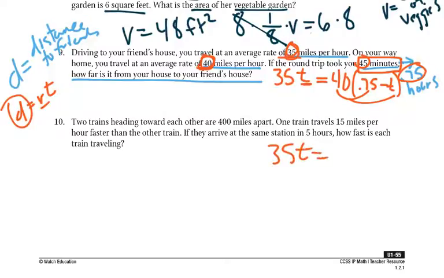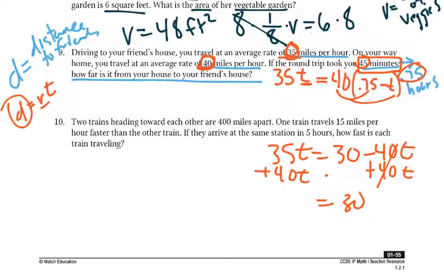Okay? So I'd have to multiply that in through, distribute it. So 35t equals 40 times 0.75 to get 30 minus 40t. And we can add 40t to both sides. So we get 30 equals, because that cancels, 35 plus 40, so 75t. Divide by 75, so we'd get 30 divided by 75, so 0.4. So that stands for the time it took me.